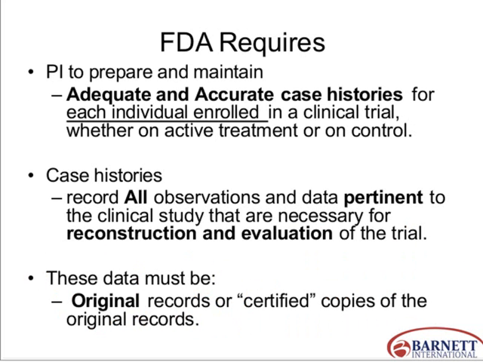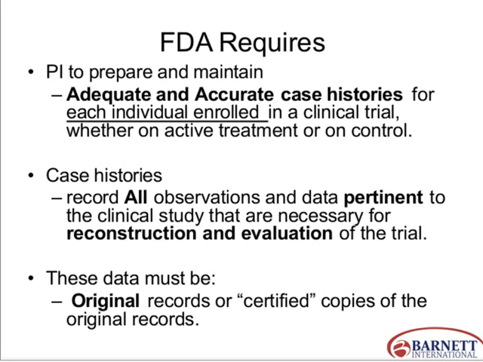So the FDA requires that the PI prepare and maintain adequate and accurate case histories for each individual enrolled in a clinical trial, whether on active treatment or on control. And that's something we're fairly used to. We know that that's expected in clinical trials, that there is adequate source documentation and verification and details on what occurs for each patient: on their medical history, on their concomitant therapy, on their dosing, on who sees them, who does the procedures, what is the timing of that, is there adequate PI involvement. So all of that is part of these case histories.